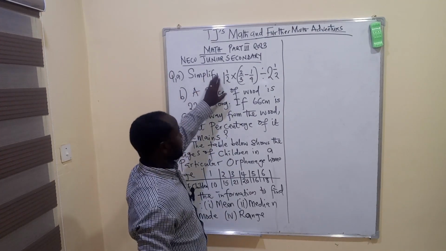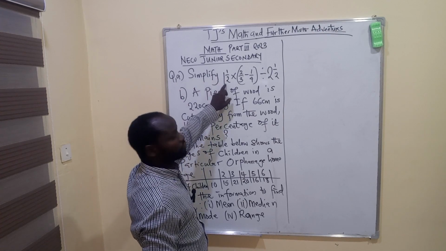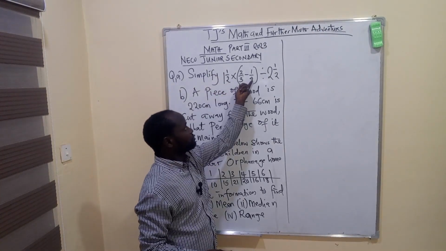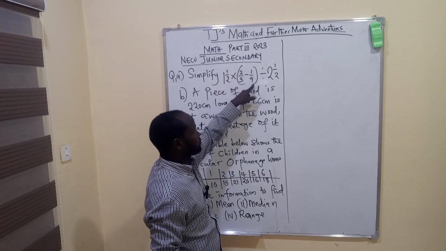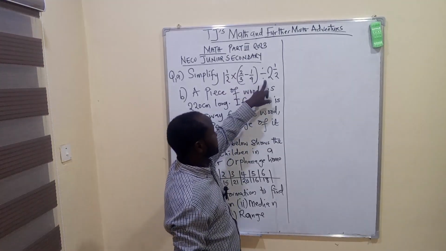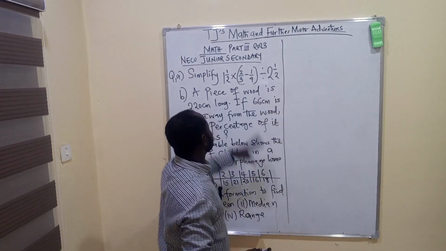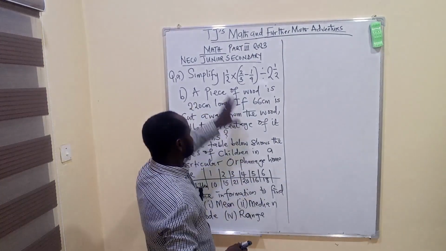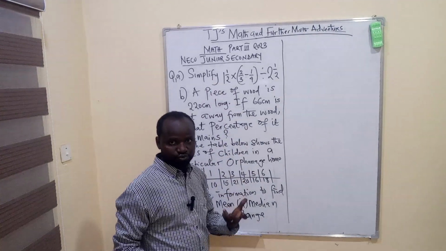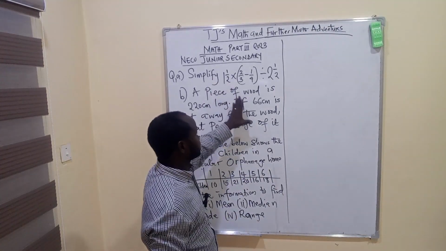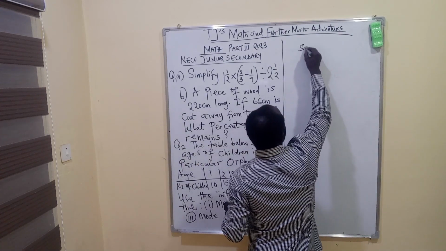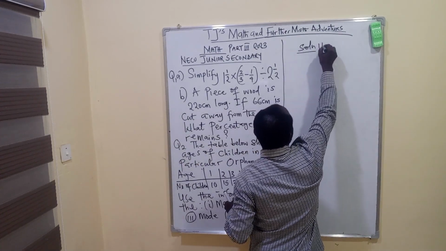Question 1A, we are asked to simplify 1 whole number 1 over 2 times bracket open 2 over 3 minus 1 over 4 divided by 2 whole number 1 over 2. We are asked to simplify this. In order to simplify this, we have to use BODMAS. Let's write down the solution to 1A.